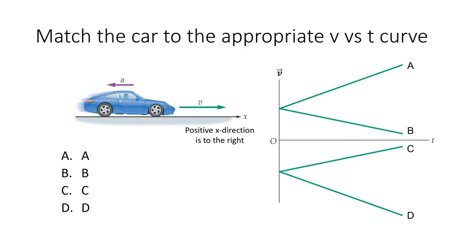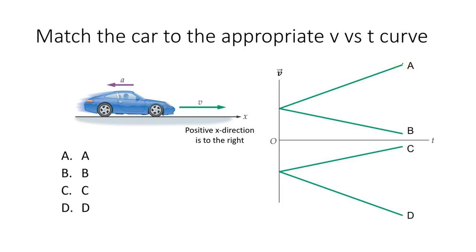Okay, so let's see how we could answer this problem. First of all, I would say that the positive x direction is to the right, which means that looking at my two arrows, the velocity arrow is pointing right, and so my velocity is positive. And then I would say that my acceleration arrow, the purple arrow, is pointing left, which means that my acceleration is negative. So I need to find something on one of these four green lines that corresponds to a positive initial velocity and a negative acceleration.